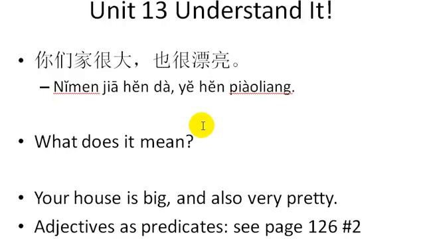And you can see some examples of adjectives being used as predicates. But here are 2 very common examples. Your house, very big. Also, very pretty. Okay? And when we translate that into English, we have to put the is here, because our predicates need a verb. All English predicates need verbs in them. In some cases, Chinese sentences don't.